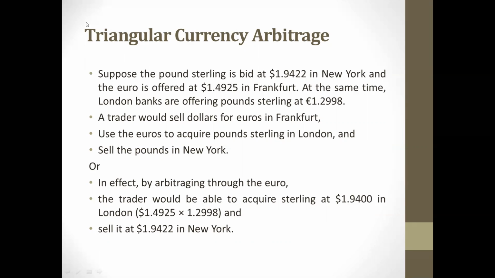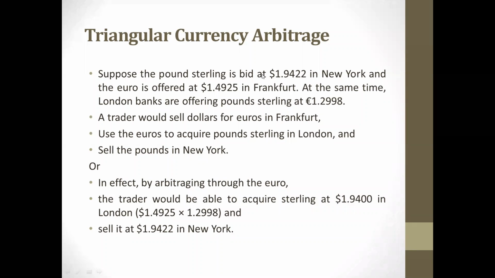But normally we discuss triangular arbitrage. That means you are connected with three marketplaces. Triangular means you have three marketplaces. You buy something here, you sell it here, and again you sell something here. It happens like a triangle, so that is what we call triangular arbitrage.